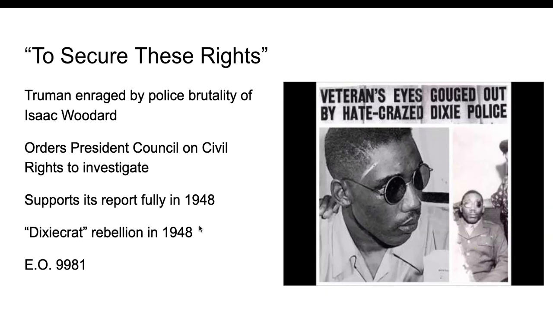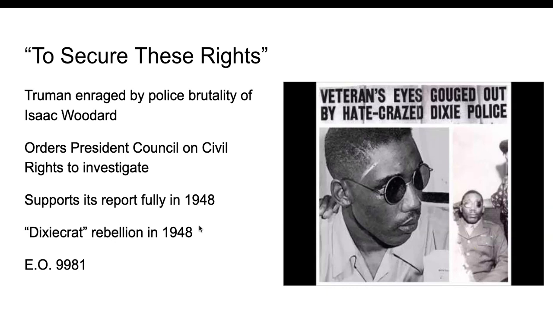They'll push Strom Thurmond as their presidential candidate in 1948. It's called the Dixiecrat Rebellion, but in the end, Truman ends up winning in the election of 1948. He puts his support behind civil rights, and he makes that a main part of the Democratic platform going forward.